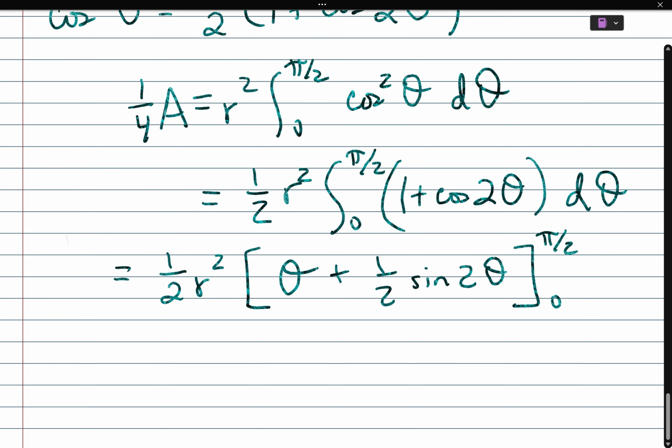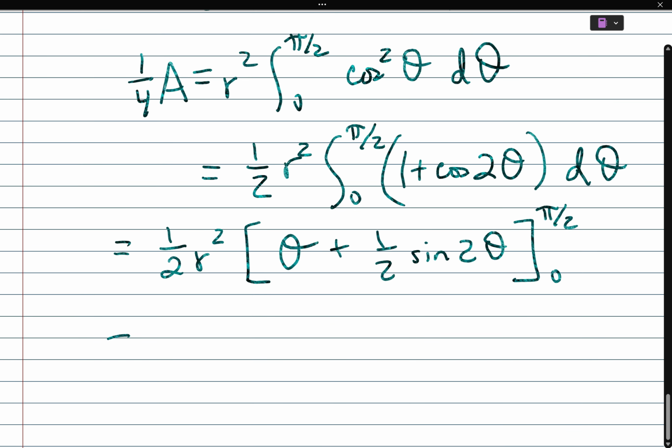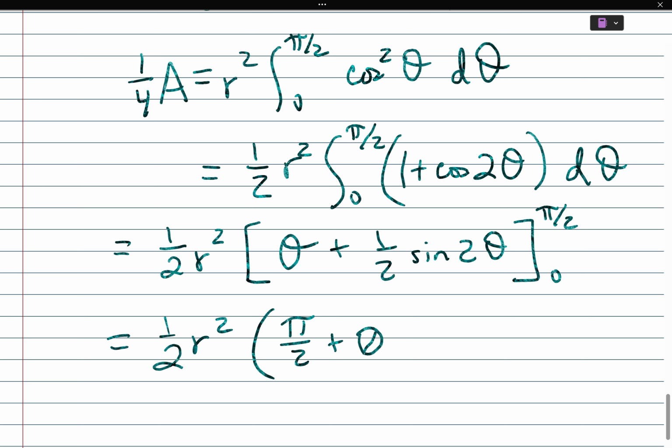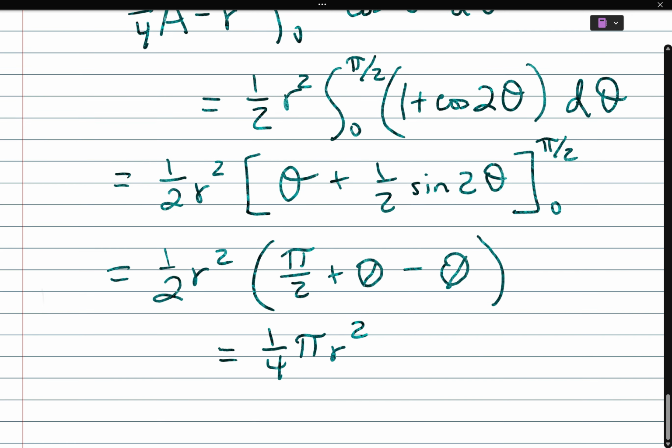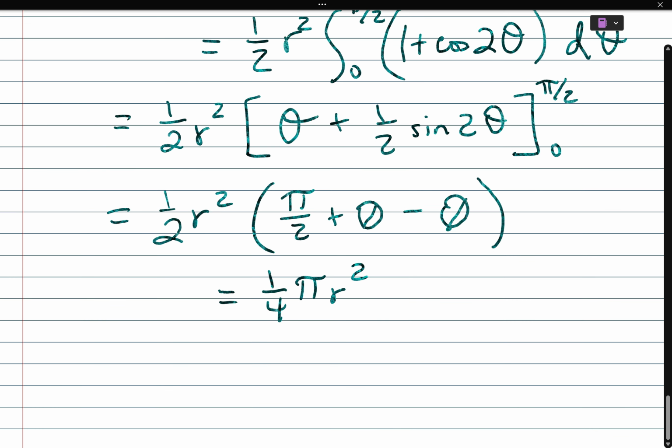Okay. All right, and then next we'll say 1/2 r squared, and then we have pi over 2 plus 0 after just substituting in the limits of integration, minus 0. And then we're left with 1/4 pi r squared. So given all of that, we have proved the famous formula A is equal to pi r squared.